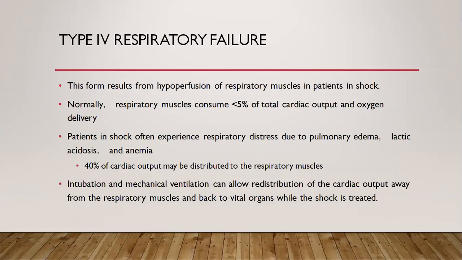What about type 4? So this form results from hypoperfusion of respiratory muscles in patients in shock. Normally, respiratory muscles consume less than 5% of the total cardiac output and oxygen delivery. But patients in shock often experience respiratory distress due to pulmonary edema, lactic acidosis, and anemia, and up to 40% of the cardiac output may be distributed to the respiratory muscles.